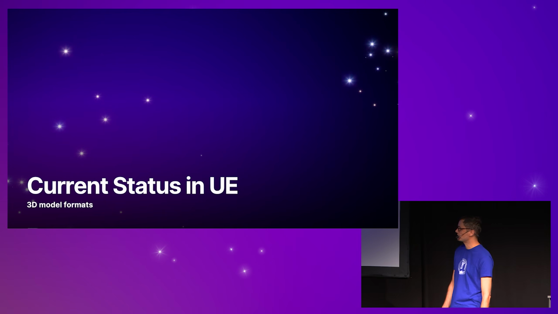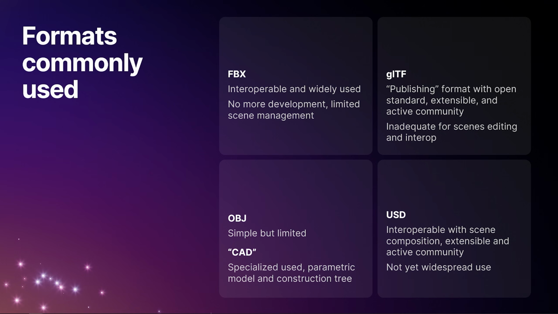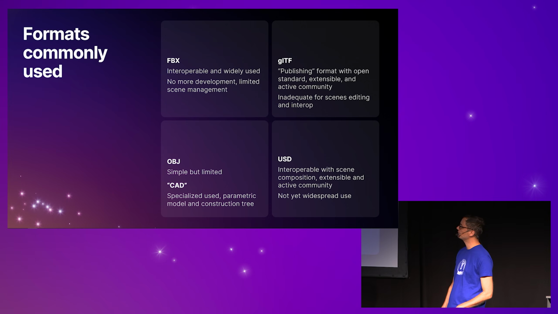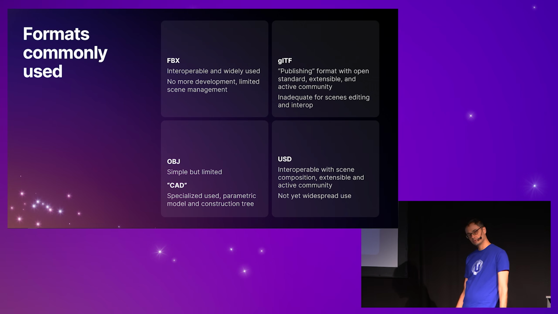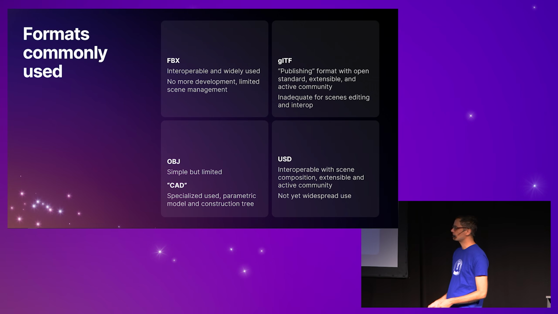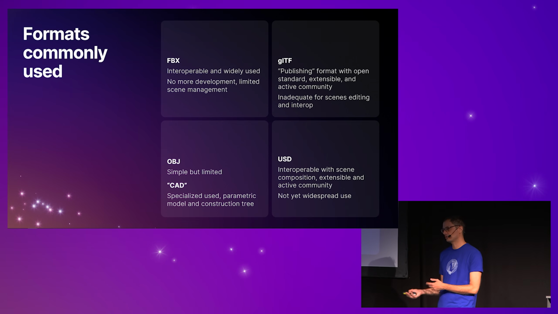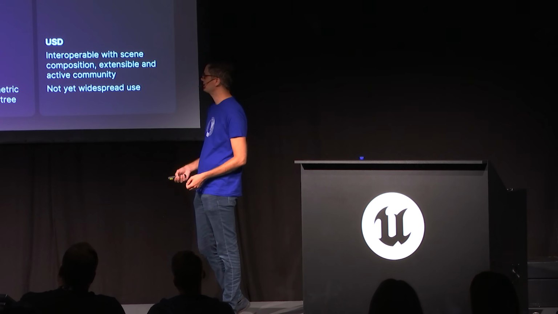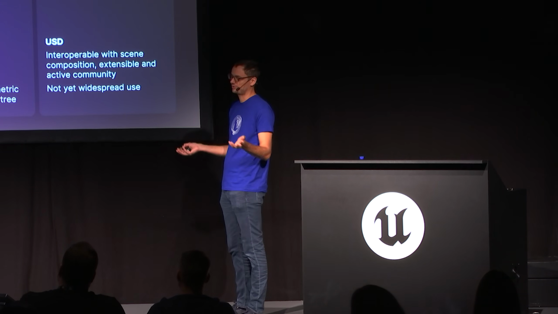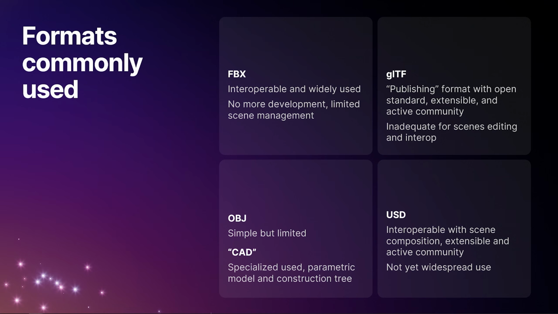So current status in the engine. Here are the commonly used formats. They are almost in order of the ones that people are importing the most into the engine lately. So FBX, I guess most of you are using it. It's the most used one we see from our users. Still there, interoperable. You can transfer static mesh, skeletal mesh, animation, etc. It's widely used, but it's not really in development anymore. And if you're looking to do some scene management, like things you would like to do with USD, it's not. You're limited in terms of complexity of things you want to represent in scenes.